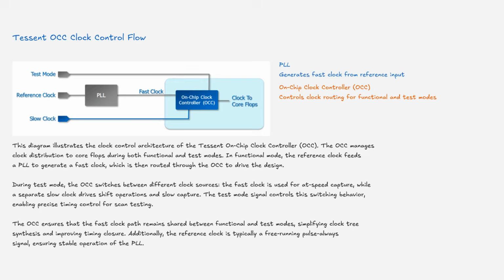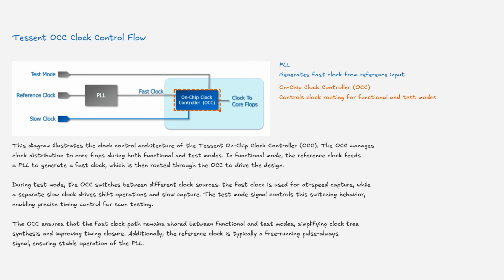This diagram illustrates the clock control architecture of the Tessent On-Chip Clock Controller, OCC. The OCC manages clock distribution to core flops during both functional and test modes. In functional mode, the reference clock feeds a PLL to generate a fast clock, which is then routed through the OCC to drive the design.